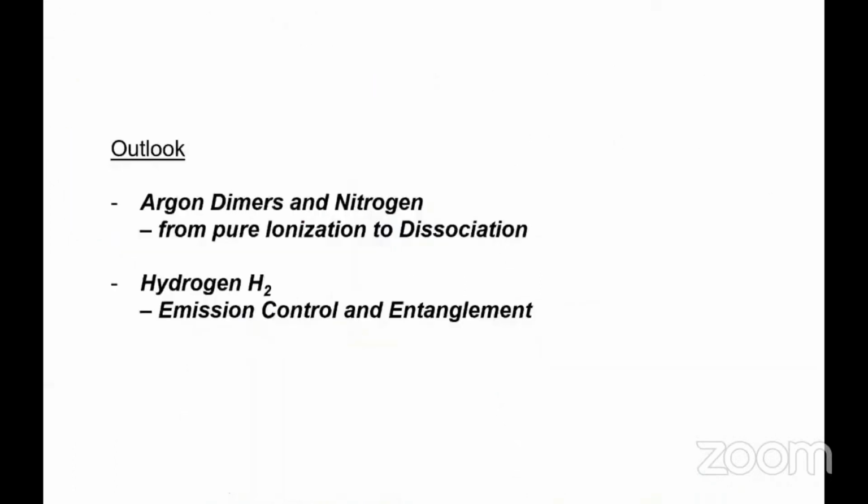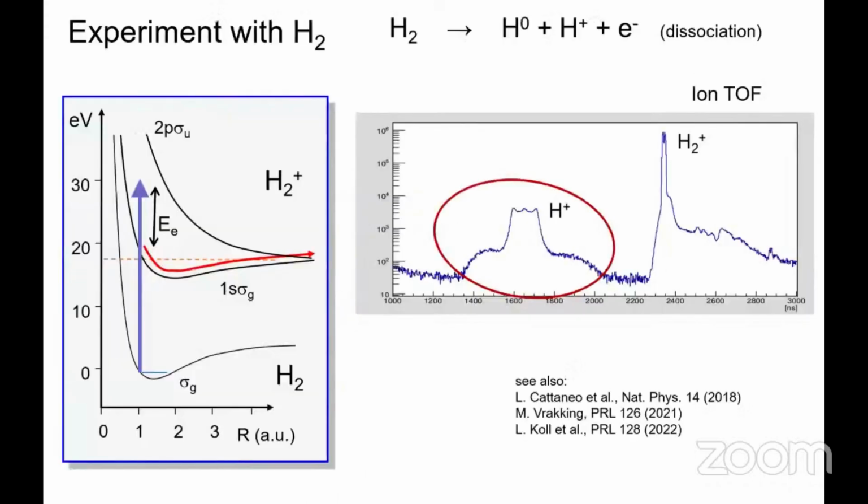Okay, let me come to another subject, which is easier, H2. It's only 2 electrons and one remains bound. And I'm going to talk about emission control and entanglement. And what we are doing is the same. Here are the relevant potential curves for H2.